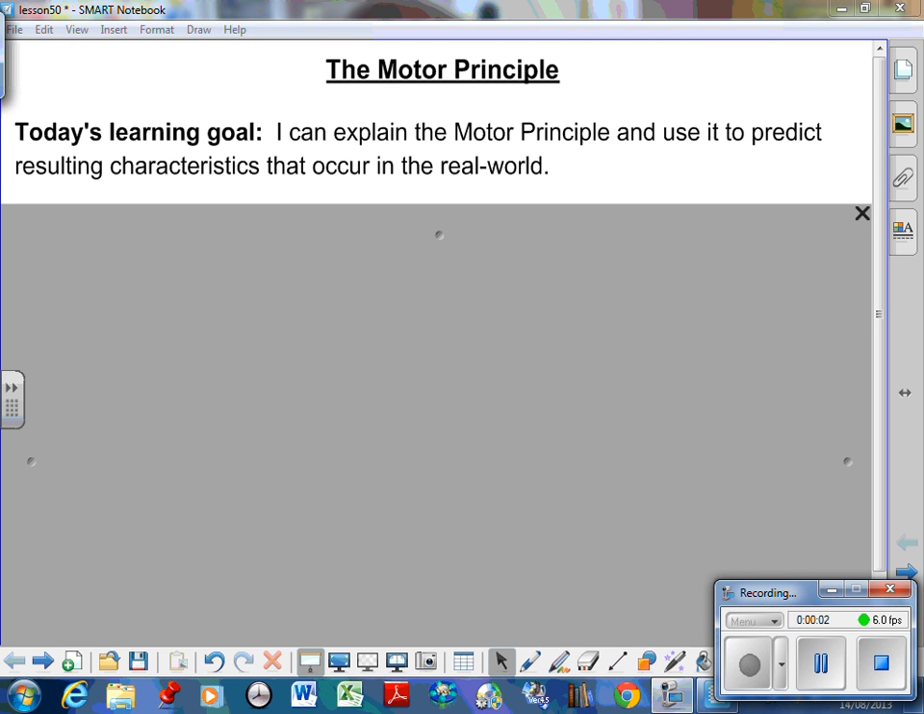Okay, the final lesson in the unit on electricity and magnetism is the motor principle. So what's our learning goal for today? I can explain the motor principle and use it to predict resulting characteristics that occur in the real world. Okay, so I want you to be able to use right-hand rule number 3 because that's the one that's related to the motor principle, and I want you to be able to apply it.